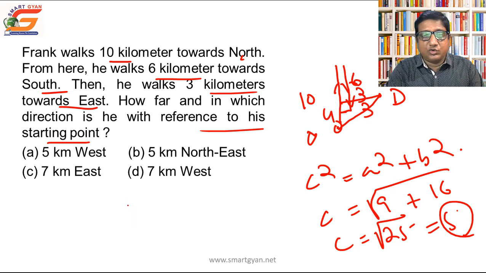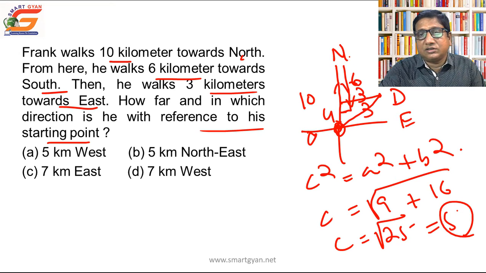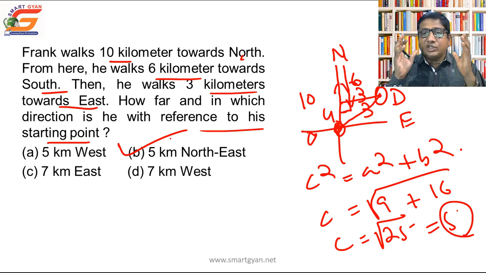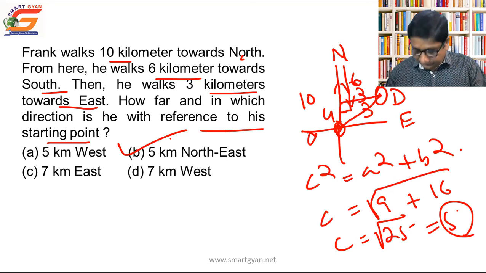Then the question is, to which direction in relation to the starting point. This is the starting point. If you take this starting point as the center, then this side is east and this is north. He is here at this point, so this will be northeast, 5 kilometers northeast. Choice B is your answer. So this way you have to take the information, draw the diagram accordingly, and conclude the answer.